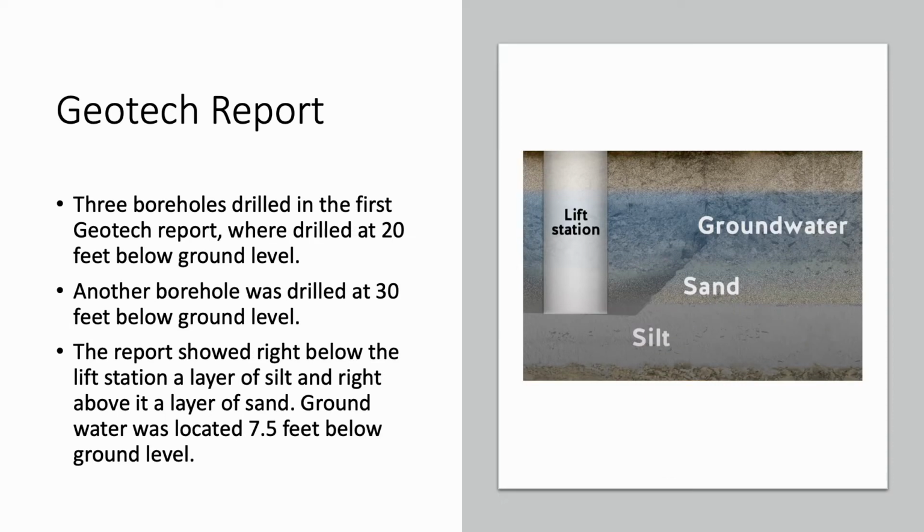Next slide. Before this project was started, two geotech reports were done. Three boreholes were drilled in the first geotech report, about 20 feet below the ground level. The second geotech report was drilled 30 feet below the ground level. As shown here in the picture, the report showed that right below where the lift station was going to be placed, there was a layer of silt, and right above it, a layer of sand. They found that the groundwater level was about 7.5 feet from the ground level.